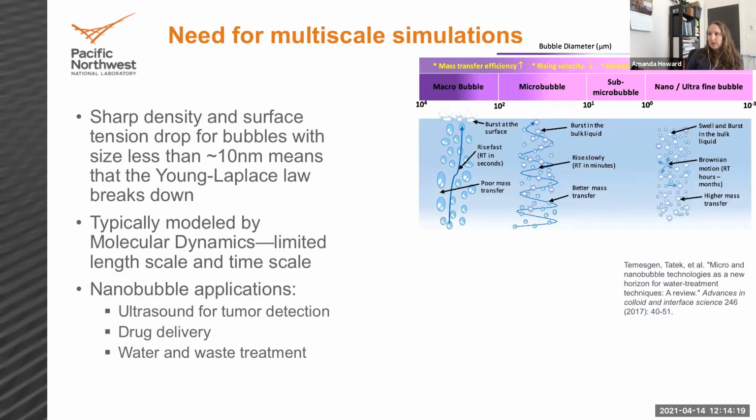we call macro bubbles. So those are bubbles that you can see. They're length scales of a radius of millimeters to meters, maybe in very extreme cases. And those bubbles behave like typical bubbles. So if you think about a soda, the bubbles are rising to the surface and popping, and that takes seconds for the bubbles to rise. So macro bubbles are described by the Young-Laplace law, which tells you about the pressure drop between the inside and outside of the bubble and the surface tension of that bubble.